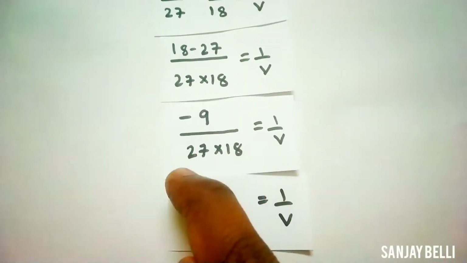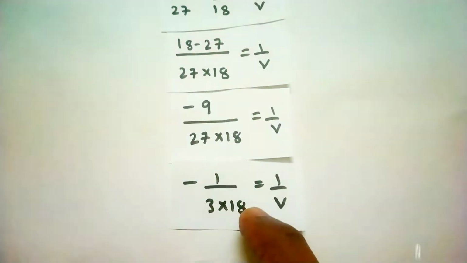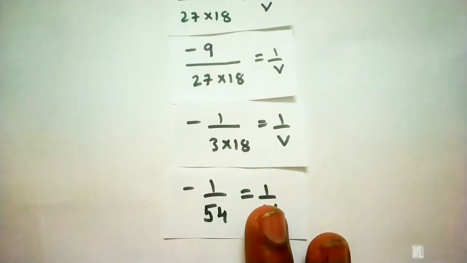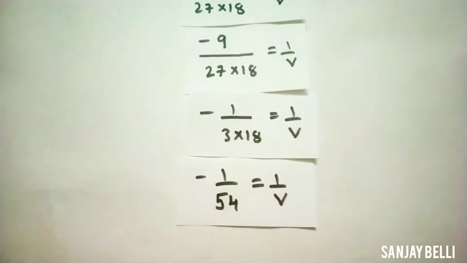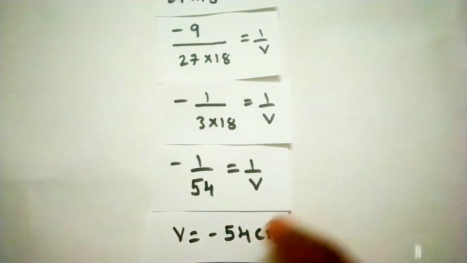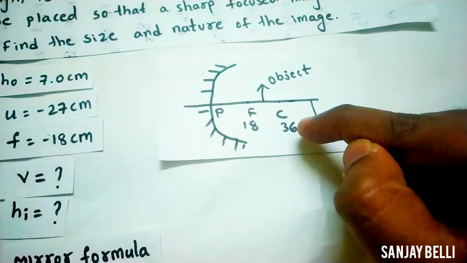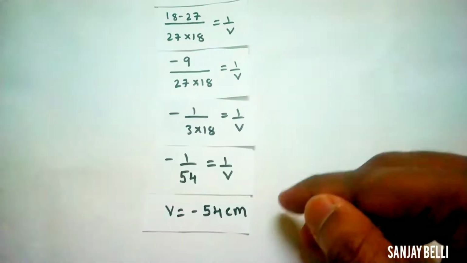How did we get 9 ones are? 9 threes are 27. So what is 3 into 18? 18 threes are 54. So minus 1 by 54 equals 1 by V. Then we want V, so reciprocal. So V equals minus 54 centimeters. Whether this is right or wrong, just check here. So the V value beyond C is greater than 36. It is greater than 36 and minus. So your V is the right answer.